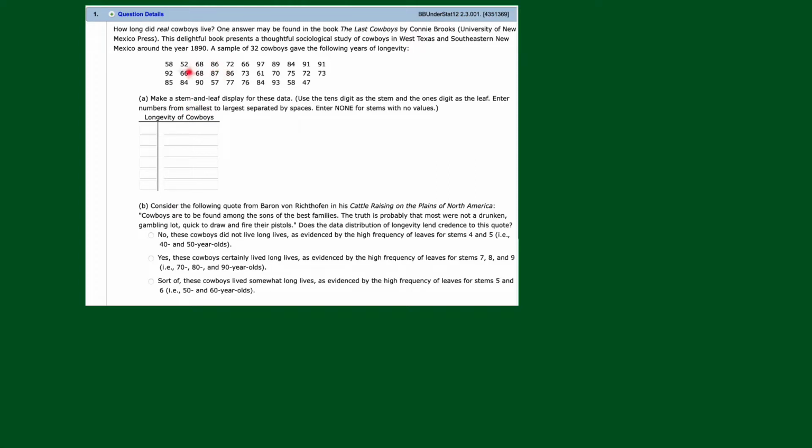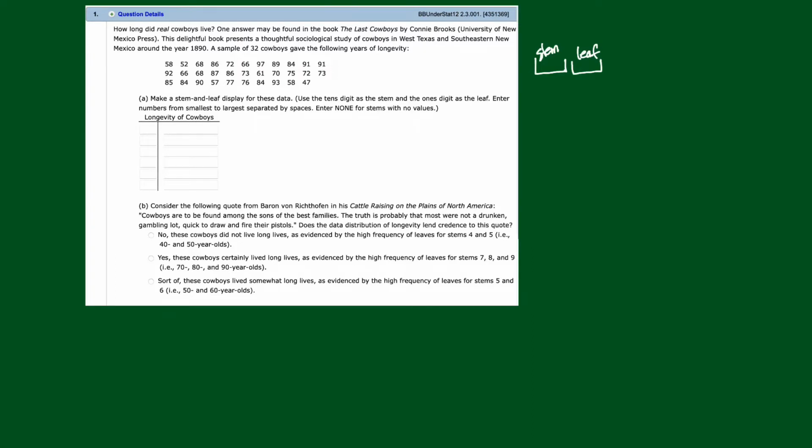Now I notice my data is 2-digit numbers, so my stem and leaf diagram is going to look like this. There's my left digit, the right digits. This will be the stem, and this over here will be the leaf. So the tens digit will be the stem, and then the ones digit will be the leaf.